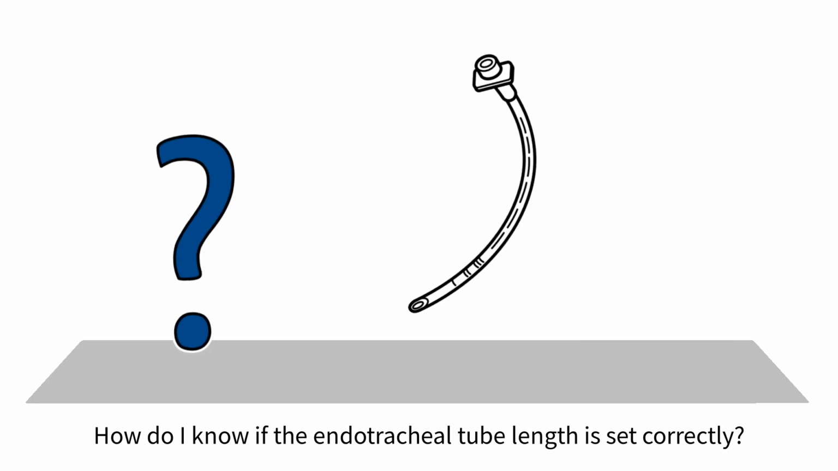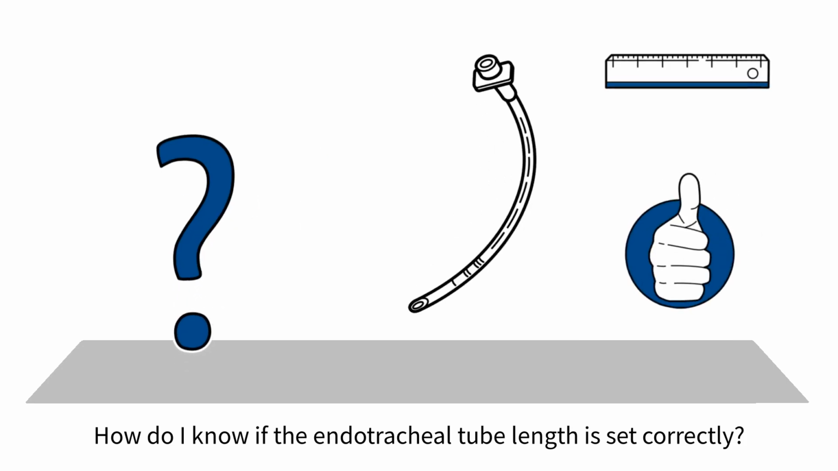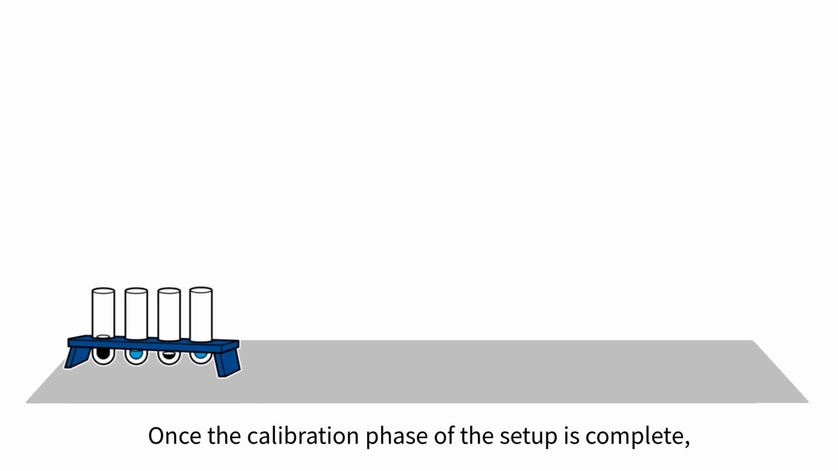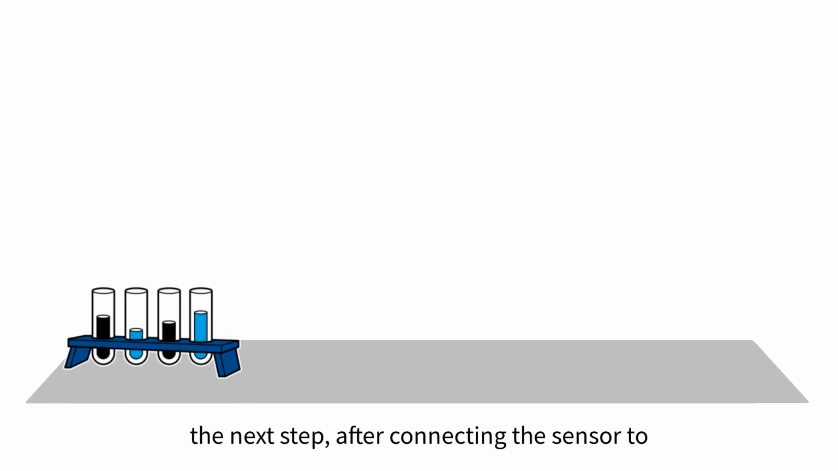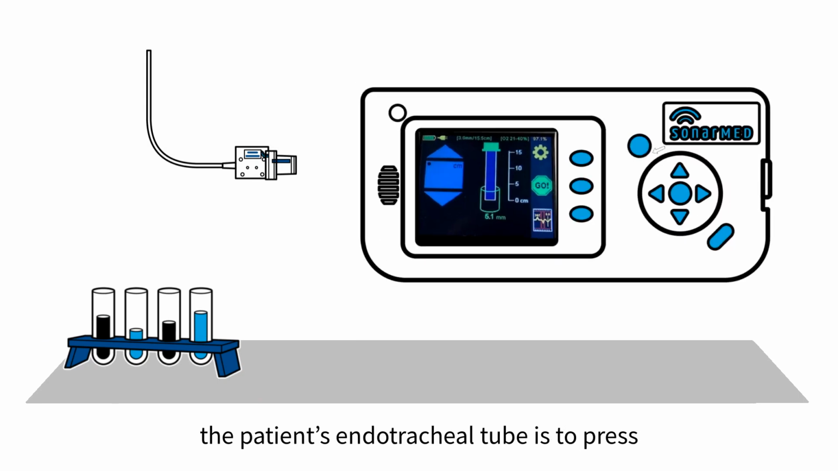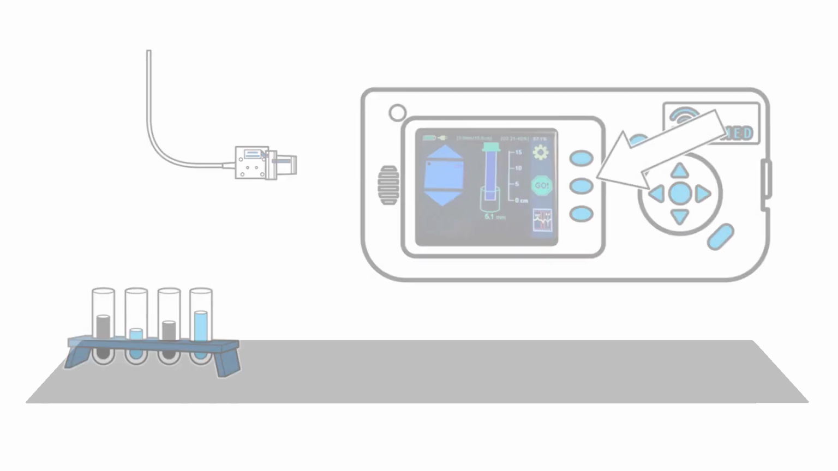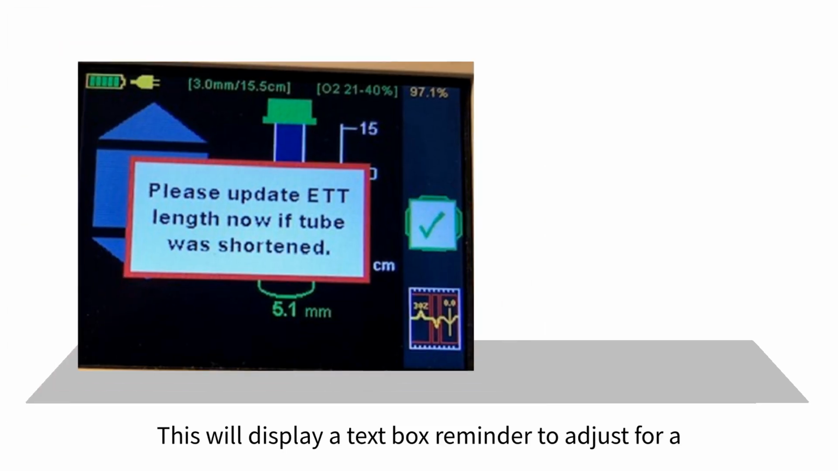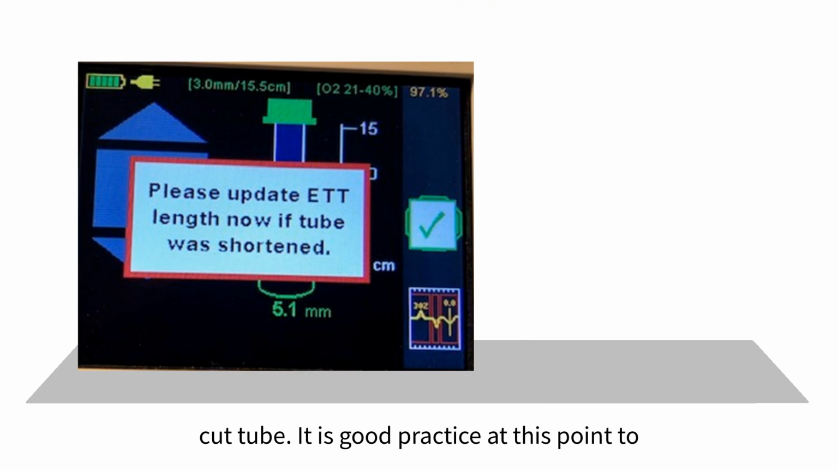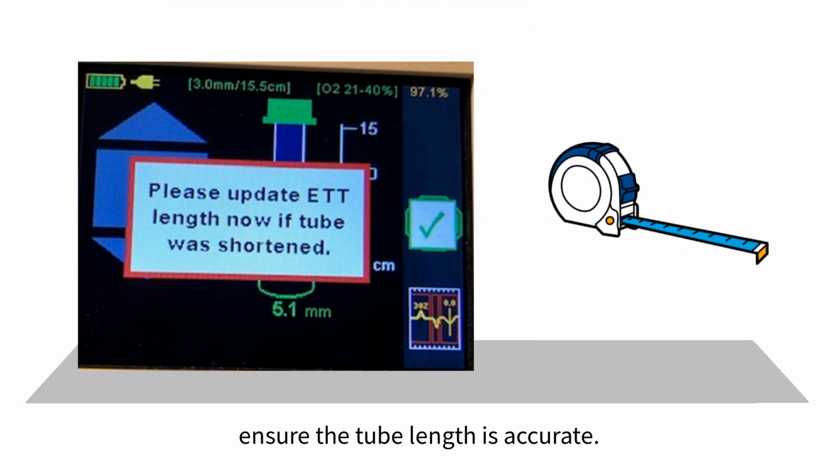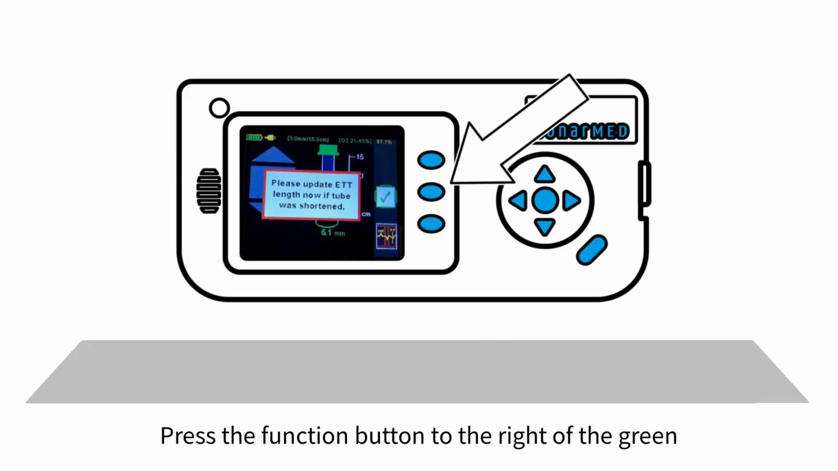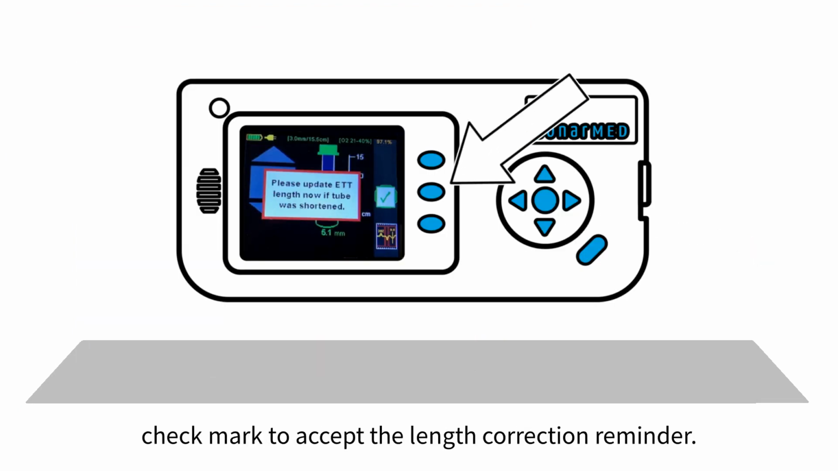How do I know if the endotracheal tube length is set correctly? Once the calibration phase of the setup is complete, the next step, after connecting the sensor to the patient's endotracheal tube, is to press the button to the right of the green Go icon. This will display a text box reminder to adjust for a cut tube. It is good practice at this point to ensure the tube length is accurate. Press the function button to the right of the green checkmark to accept the length correction reminder.